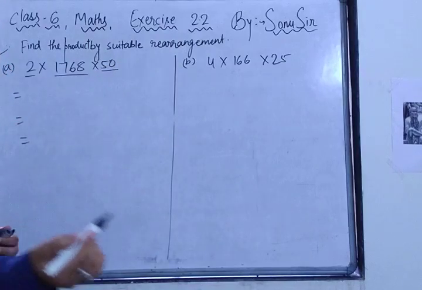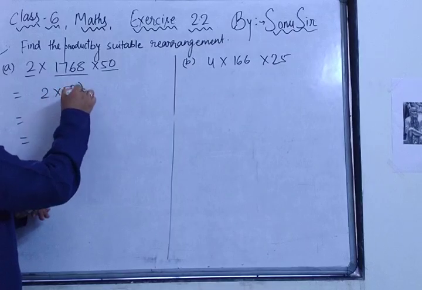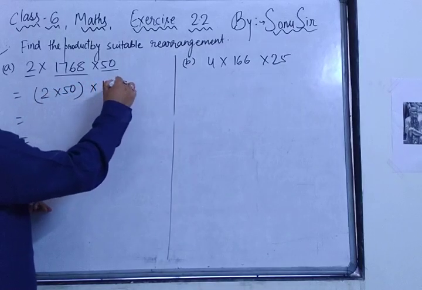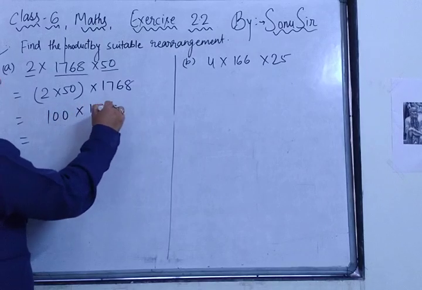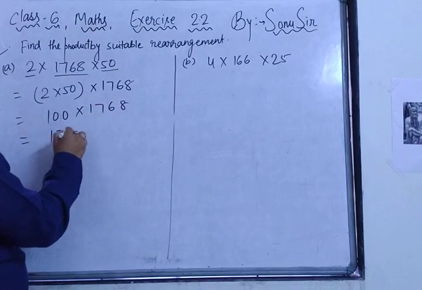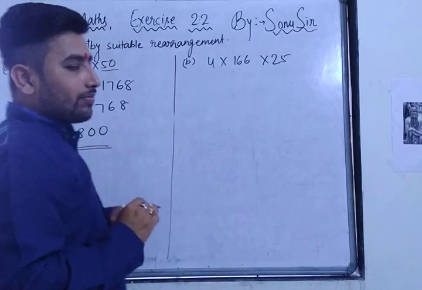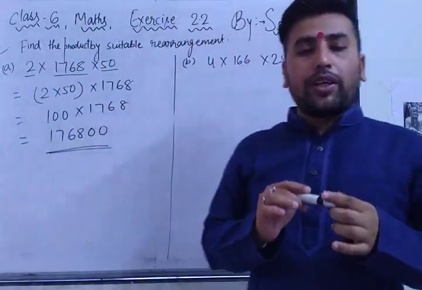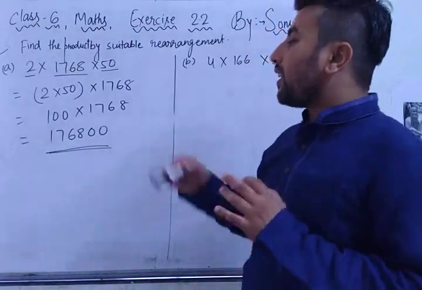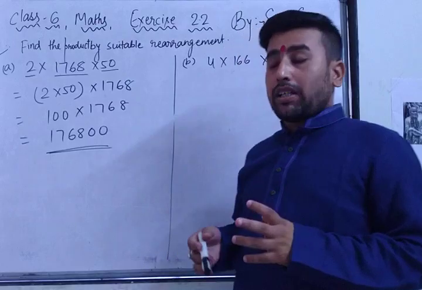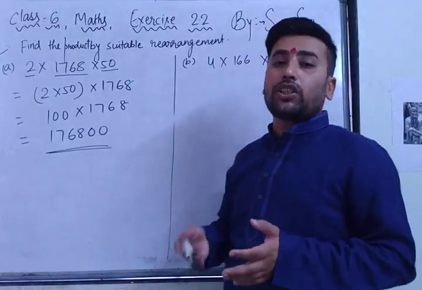So just use your brain. What you have to do? You have to multiply 2 into 50 at once, and then multiply by 1768. So 2 into 50 is 100. 100 into 1768 is equal to 176800. So this will be the answer. Got it? What we are doing is arranging the numbers systematically so we get a round figure, and then we can easily do the multiplication with the other number.